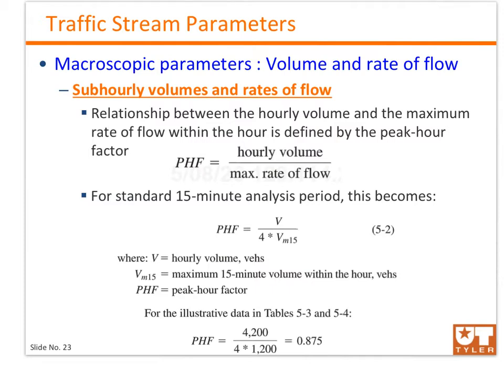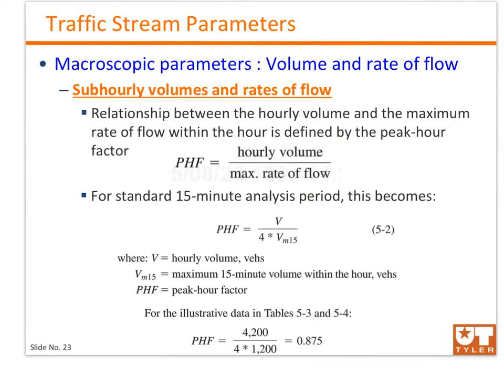But again, in 99% of the literature we would be using a 15-minute analysis period, and therefore if you use the previous tables 5.3 and 5.4, you will be able to calculate the value of the peak hour factor to be 4200 over 1200 times 4, and that would give us a peak hour factor equal to 0.875.